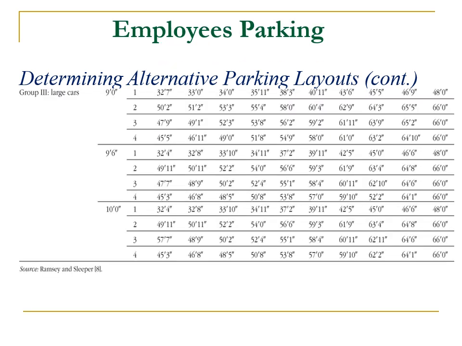This is the next slide, continuing with the same table, and here you can see the module widths for the larger cars. For larger cars the stall widths of 9 feet, 9 feet and 6 inches, and 10 feet are provided, again for different parking angles and different single or double loaded configurations.